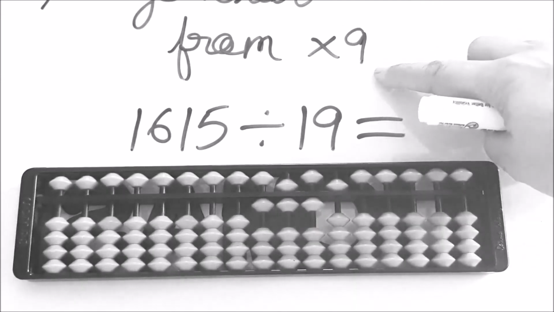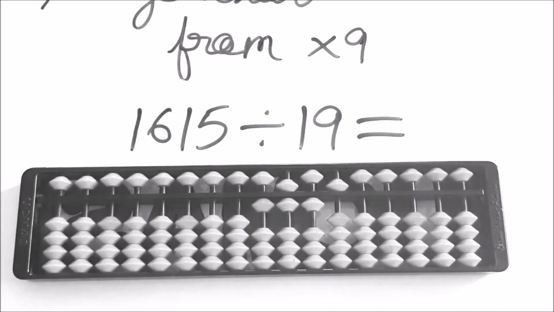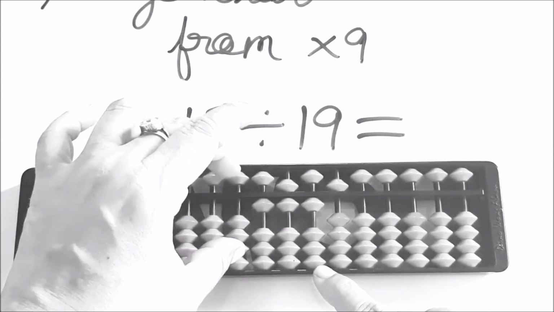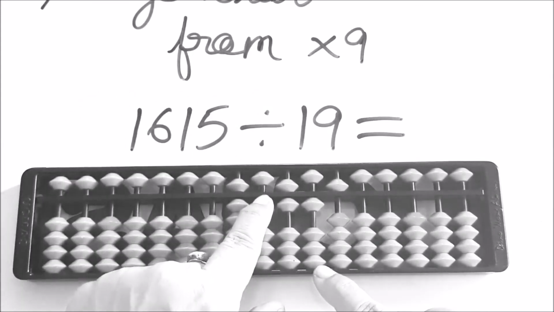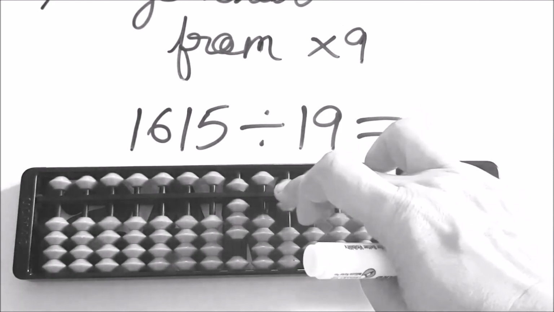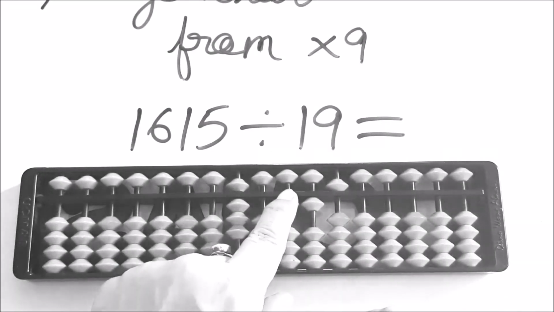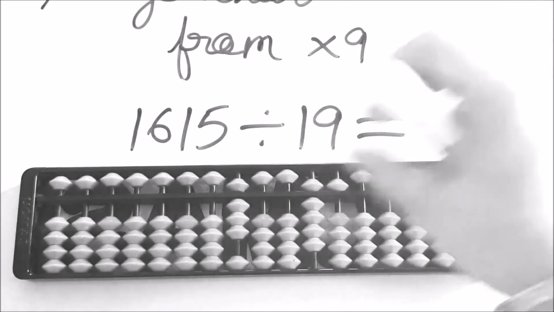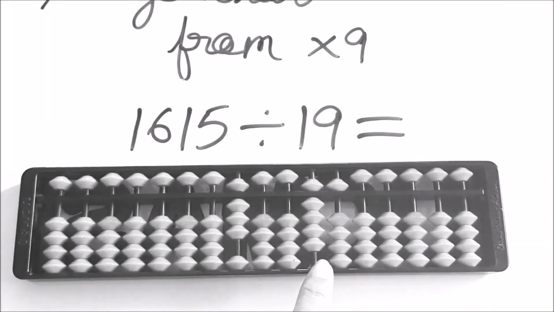So we cannot subtract 171 from 161. So we reduce 9 to 8. 19 into 8 is 152. So we can subtract 152 from 161. So 152, 2 will be subtracted here. So we leave 2 rods and place the answer here. 19 8s are minus 1, minus 5, minus 2 is minus 10 plus 8. Now the numbers remaining on the abacus are 95.